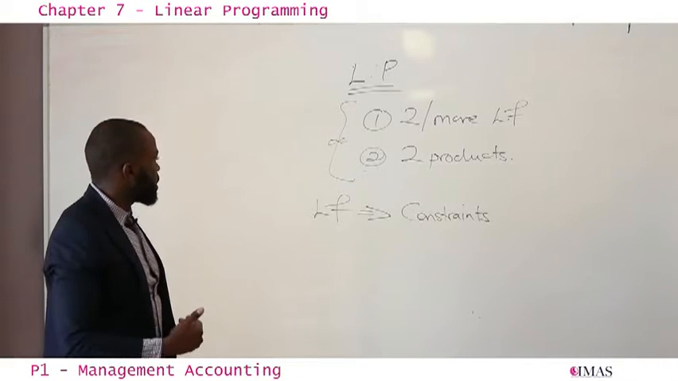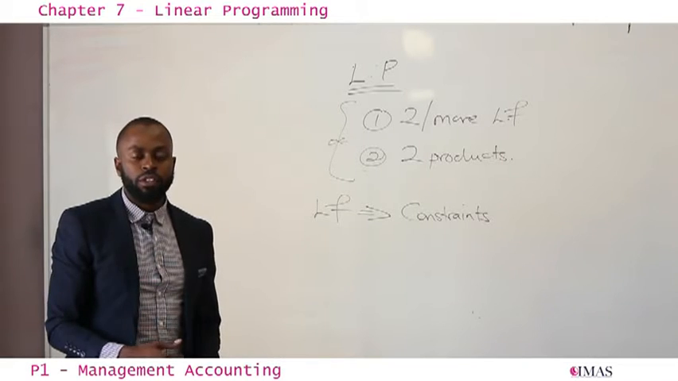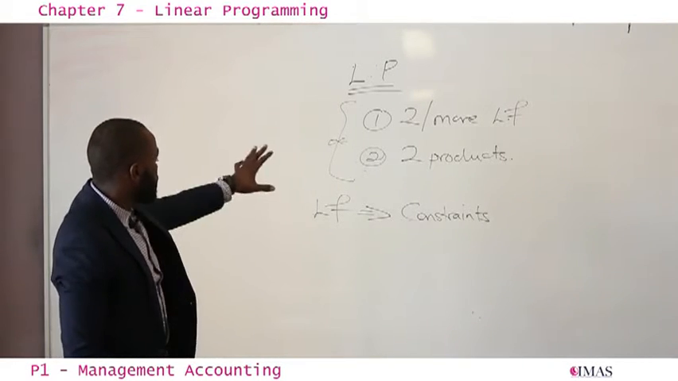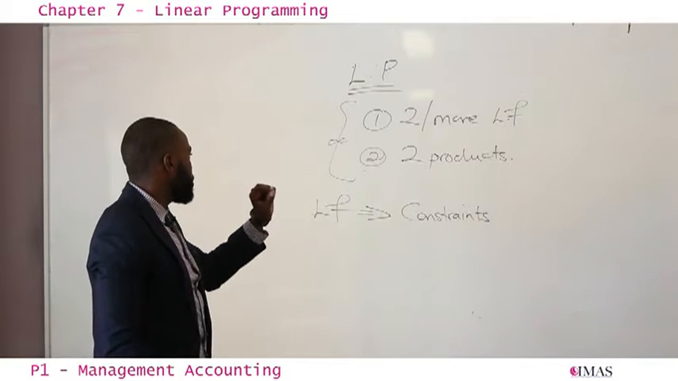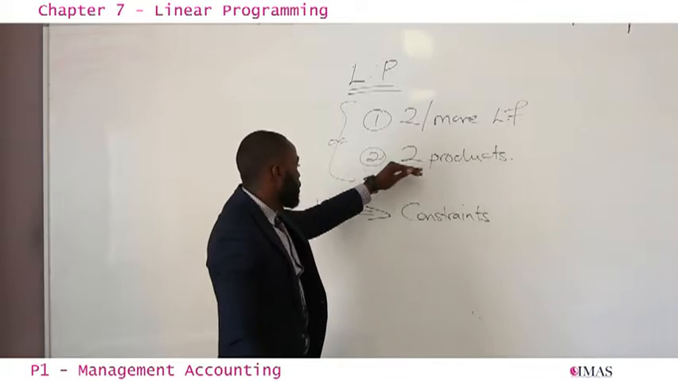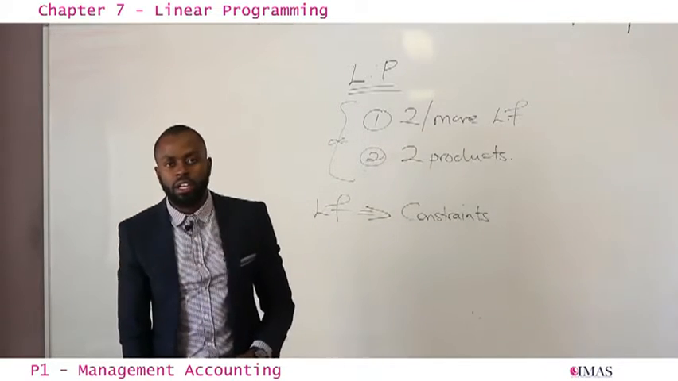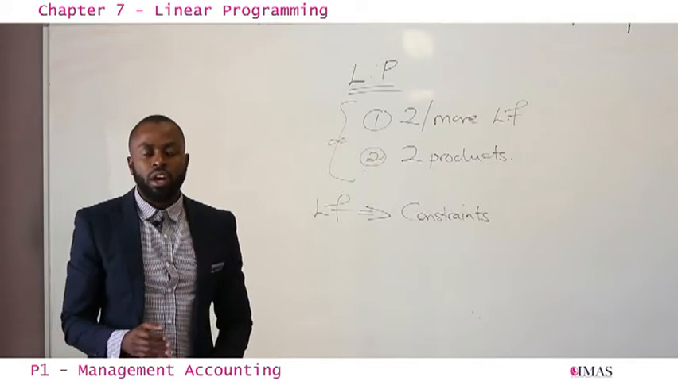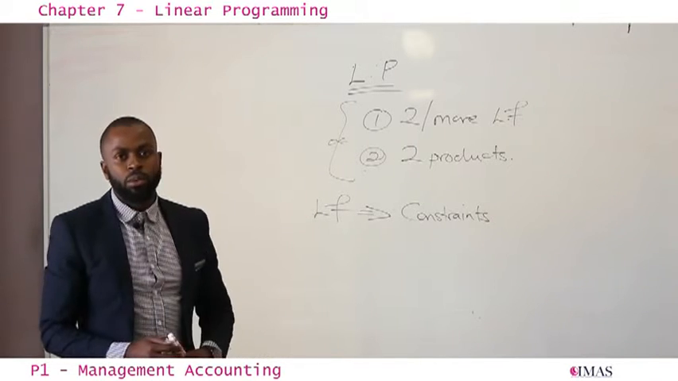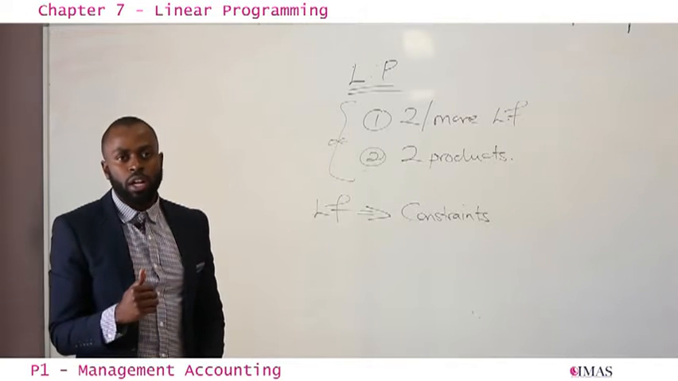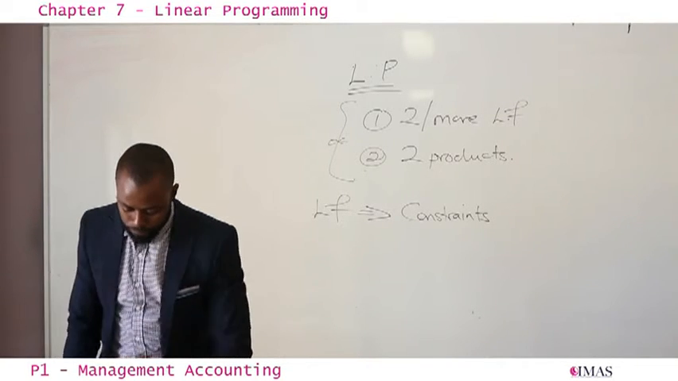What restricts the company from making more profit? So basically, that's how we use linear programming. There has to be 2 or more limiting factors. But for our syllabus, it's only applicable when we have 2 products. So if you find a question that has more than 2 products, we cannot use linear programming. We have to use limiting factor analysis, and you'll notice that there will only be 1 limiting factor.